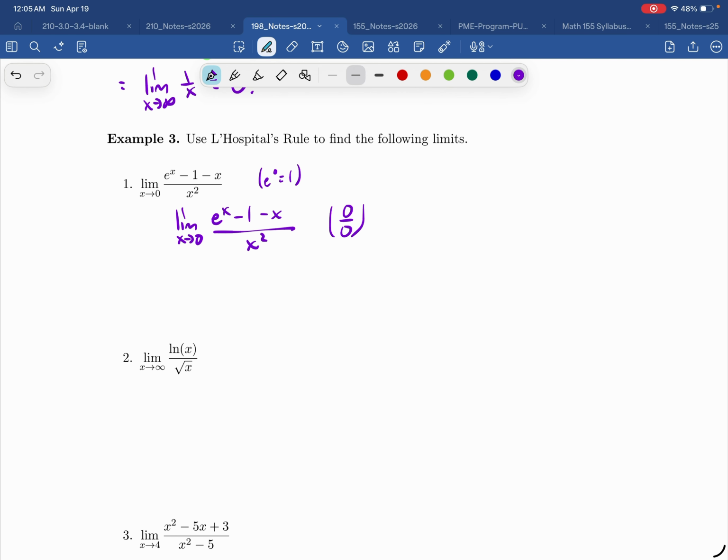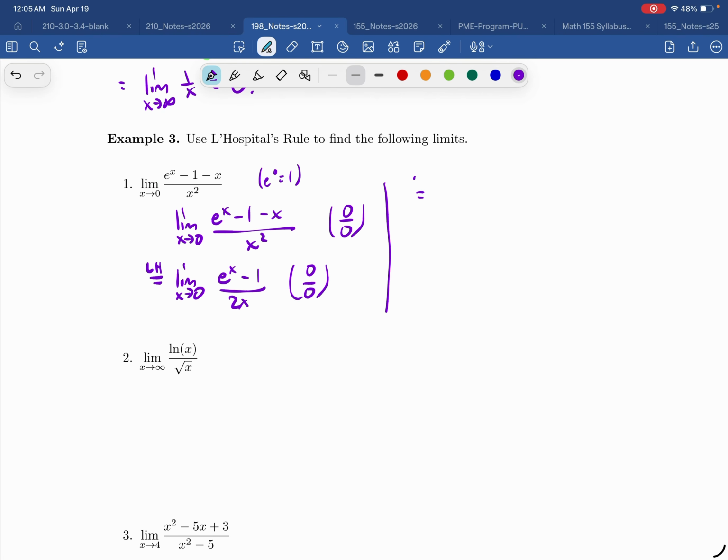So anyway, because we have 0 over 0, we can use L'Hopital's rule. Take the derivative of the first. e to the x stays the same. Minus 1 goes away. Minus x turns into minus 1. And we have this. Well, what happens now? If you plug in 0, you get 0 over 0. Okay, well, I guess we have to keep going.